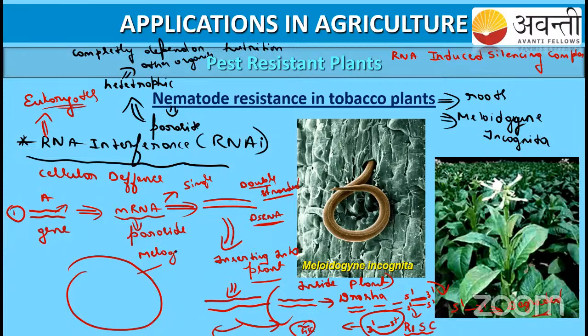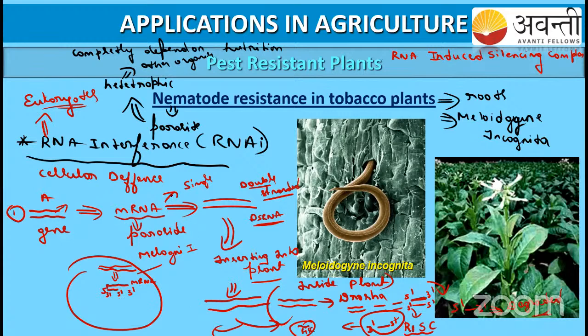What is happening in the Meloidogyne incognita? DNA is there, right? This DNA is going to produce the mRNA. Can you tell me, guys, what is the position of this mRNA? 5 prime, 3 prime, right? The mRNA was synthesized 5 prime, 3 prime. So now what will happen? This RISC complex is having the 3 prime to 5 prime, right?